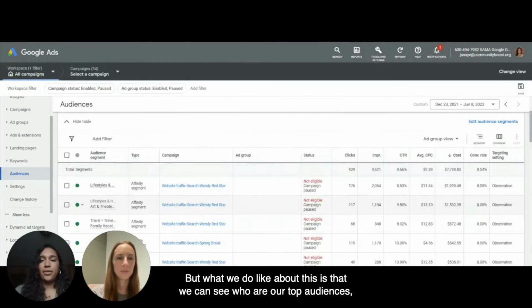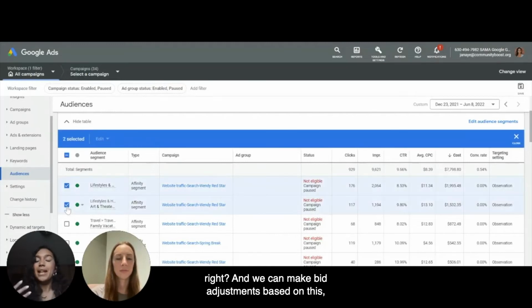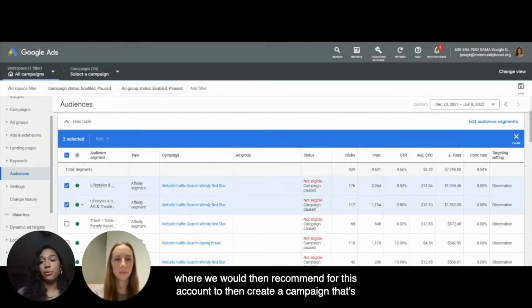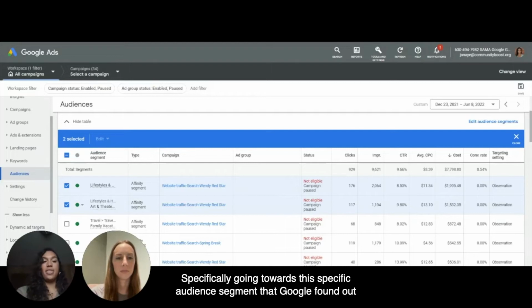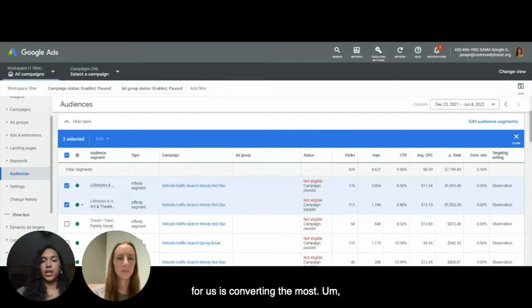But what we do like about this is that we can see who our top audiences are, right? And we can make bid adjustments based on this, where we would then recommend for this account to create a campaign that's targeting, right, specifically going towards this audience segment that Google found out for us is converting the most.